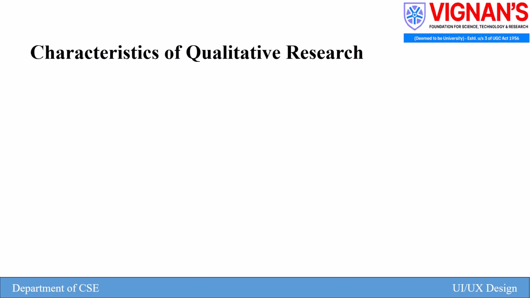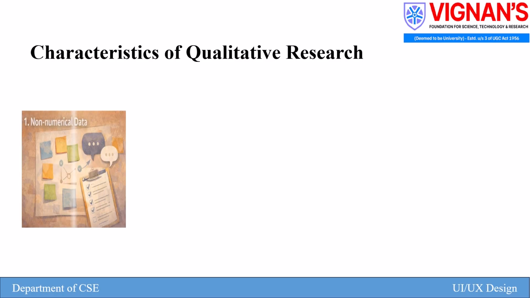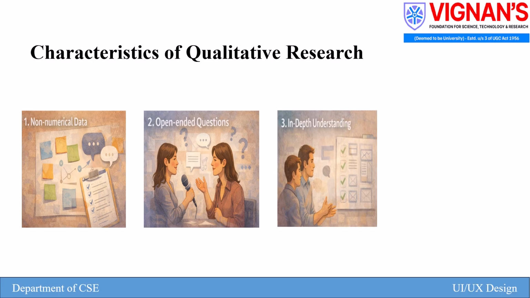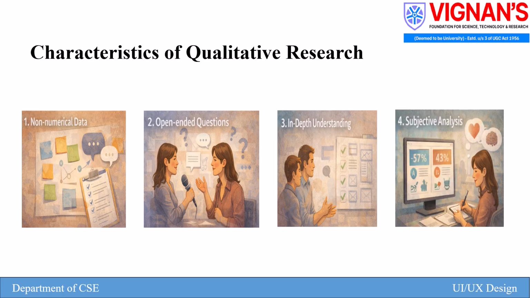Characteristics of qualitative research. Qualitative research works on descriptive and non-numerical data. Open-ended questions. Qualitative research uses open-ended questions to allow participants to express their thoughts freely in their own words. In-depth understanding. It focuses on gaining a deep and detailed understanding of user experiences, feelings, and motivations. Subjective analysis. It involves analyzing personal opinions and perspectives rather than analyzing numerical data.